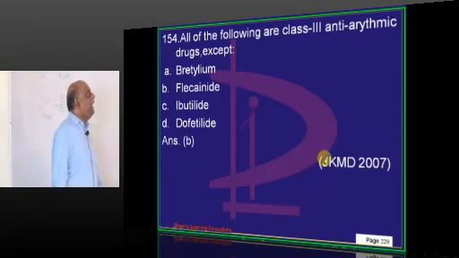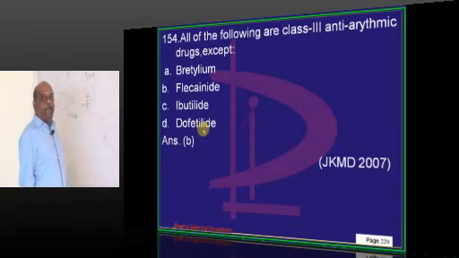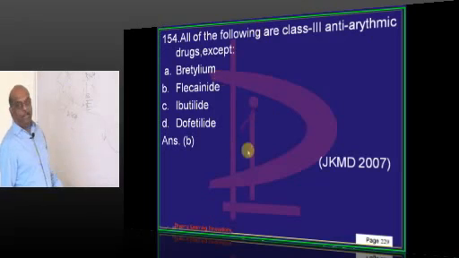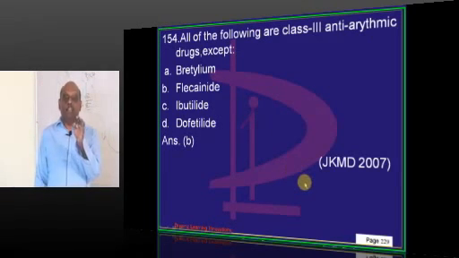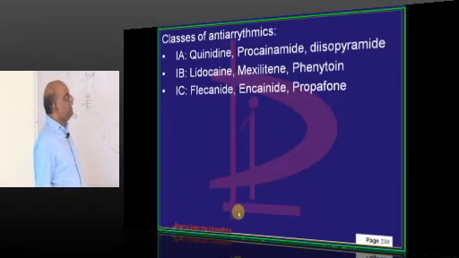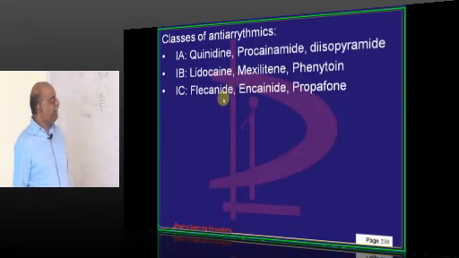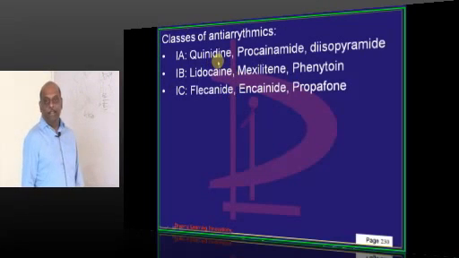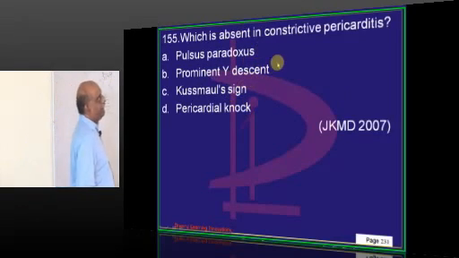Then which is a class 3 antiarrhythmic drug? Bretylium, Ibutilide, Dofetilide, they are all fundamentally class 3. If you have done this question wrong, doctor, quickly go back and review antiarrhythmic drugs. Definitely one question will be asked. 1A is quinidine, procainamide, disopyramide, 1B is lidocaine, mexiletine, phenytoin, and 1C is flecainide, encainide and propafenone is what needs to be remembered.